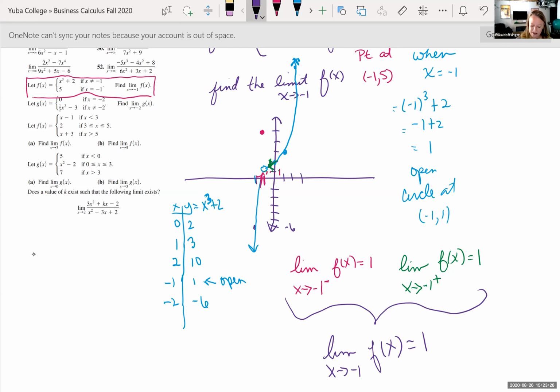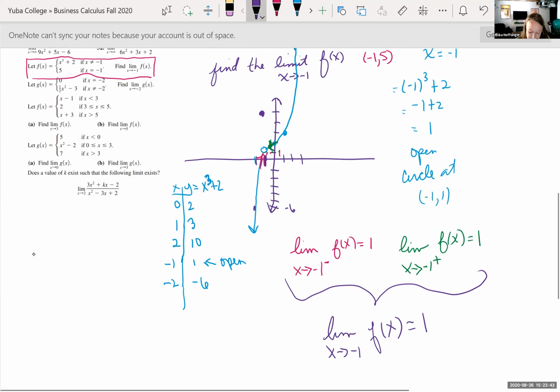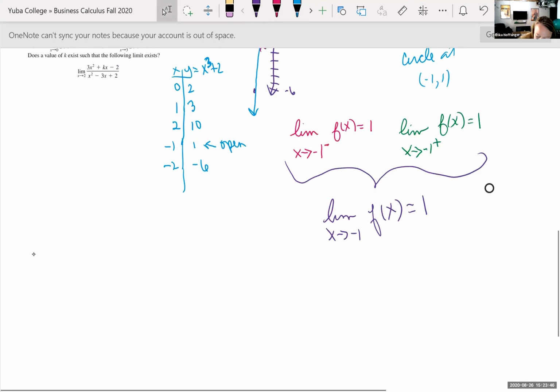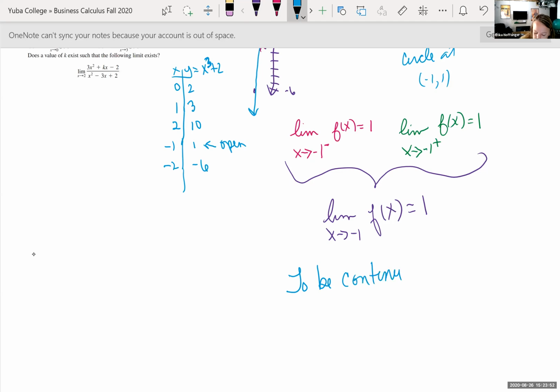Well, it is defined, right? When x is -1, we do have it defined. We do get a point of, I believe it was 5. But it also has to equal f of -1. So to be continuous, let me just write that down. So to be continuous, at x equals -1, the limit has to exist.